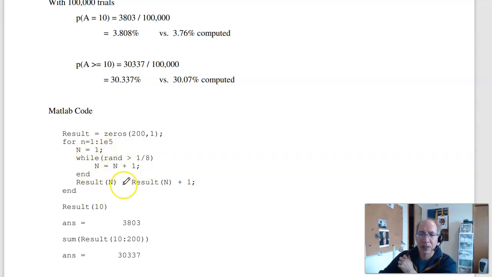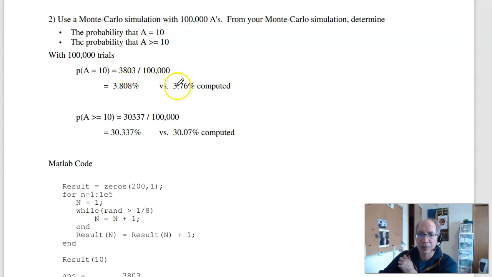Repeat 100,000 times. When I do that, it took 10 rolls, 38,003. It took 10 or more rolls, 30,037. Divide by 100,000. That gives you 3.8% versus 3.76 computed. 10 or more is 30.3% from a Monte Carlo. Should be 30.07. So again, that seems pretty consistent.